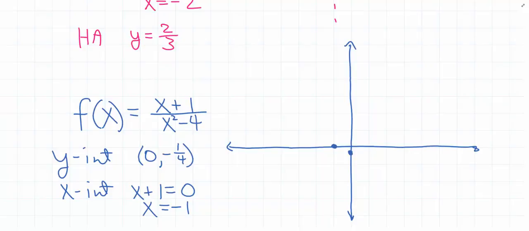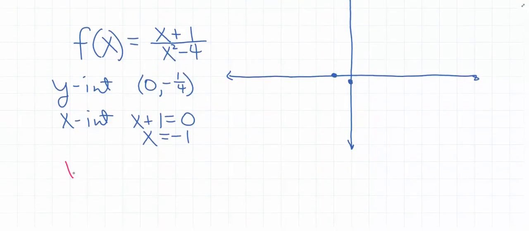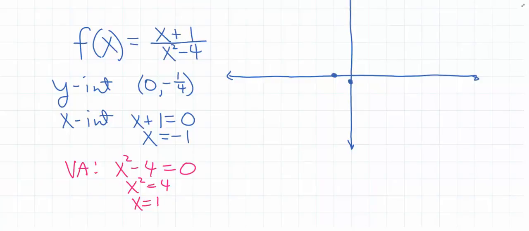Now it's time to find the vertical asymptotes. Now remember, to find the vertical asymptotes, we want to take the bottom, set it equal to 0. So this gives me x squared equals 4. It gives me x equals plus or minus 2. So here is one vertical asymptote, and here is the other.